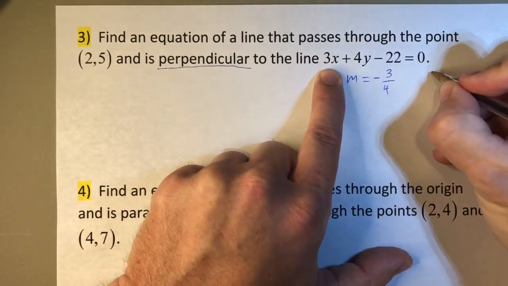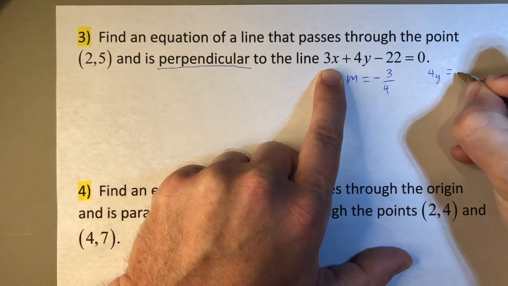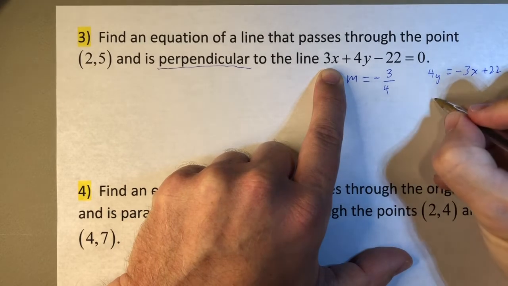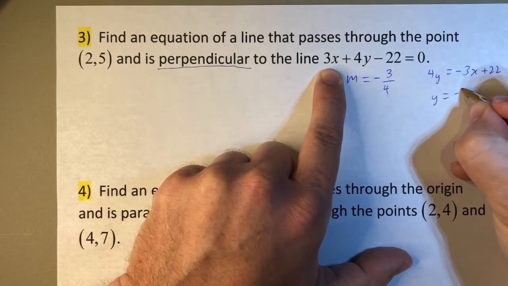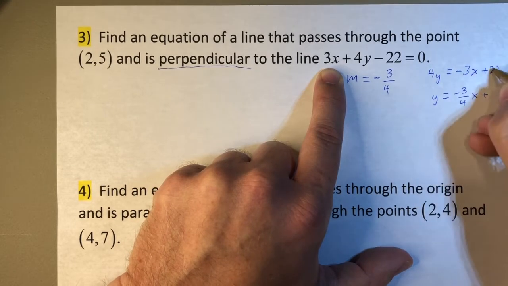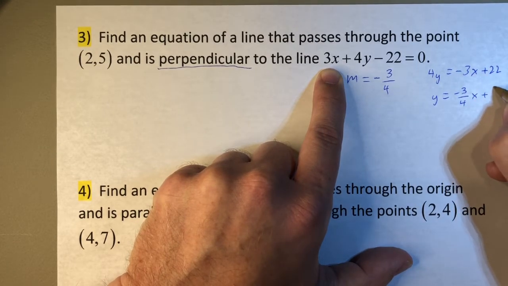Now, if you didn't know that, you could come over here and say, all right, let's solve this equation for y. So we get 4y equals negative 3x plus 22. And then when you divide everything by 4, you get negative 3/4 x, and dividing 22 by 4 gives 11/2.